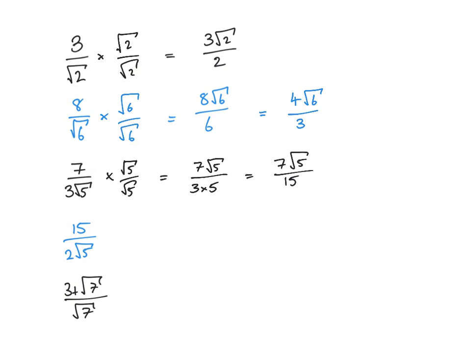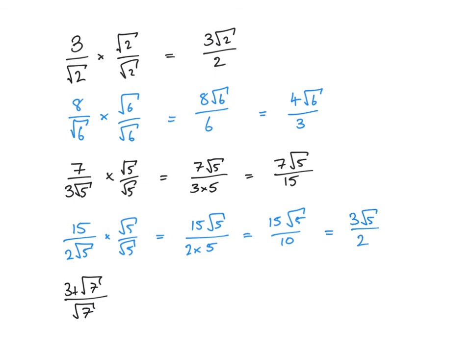For our fourth one here, again, let's multiply by root 5 over root 5. So in the numerator, we get 15 root 5. On the bottom, 2 times root 5 times root 5 is 10. So that's 15 root 5 over 10. And again, just look at this, we see that 15 and 10 have 5 in common. So we can take out a factor of 5 here. 15 divided by 5 is 3, so that's 3 root 5 on top, and 10 divided by 5 is 2.